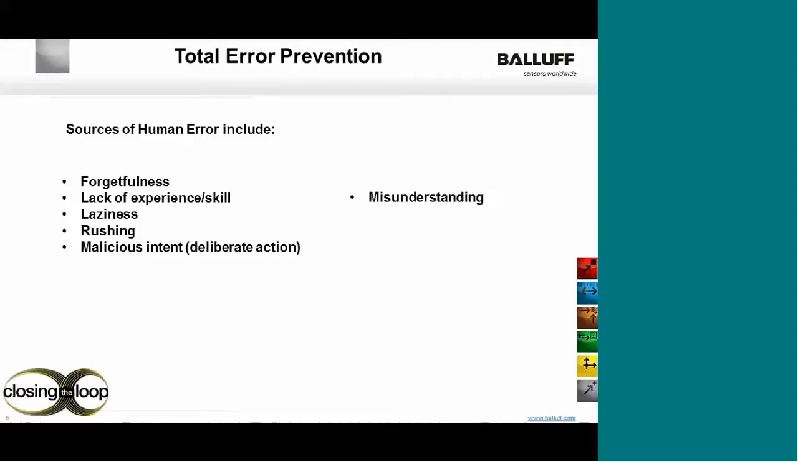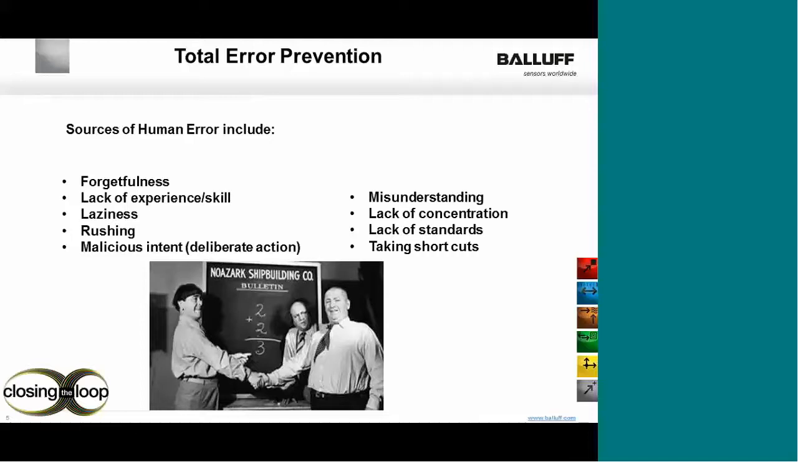There may be misunderstanding of what the proper manufacturing sequence or process should be at a particular workstation. People may not be paying attention to what their job tasks happen to be. There may be no standards or no defined order of process to be done. And people, of course, trying to make their job easier, taking shortcuts, which can introduce probability of error. Here we see an example of that from the Noah's Ark shipbuilding company.